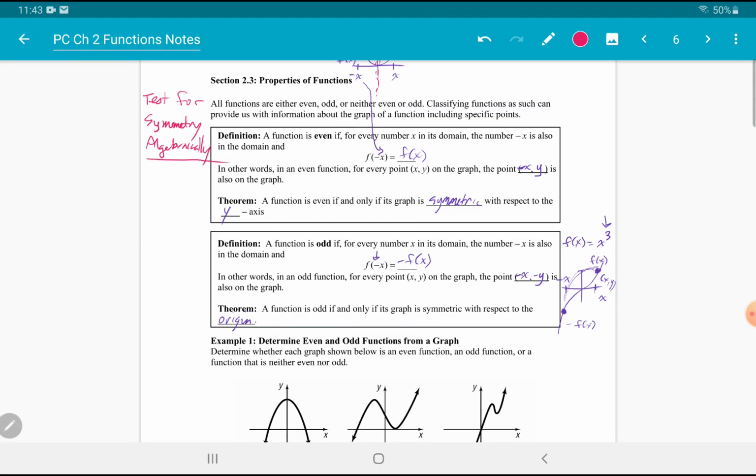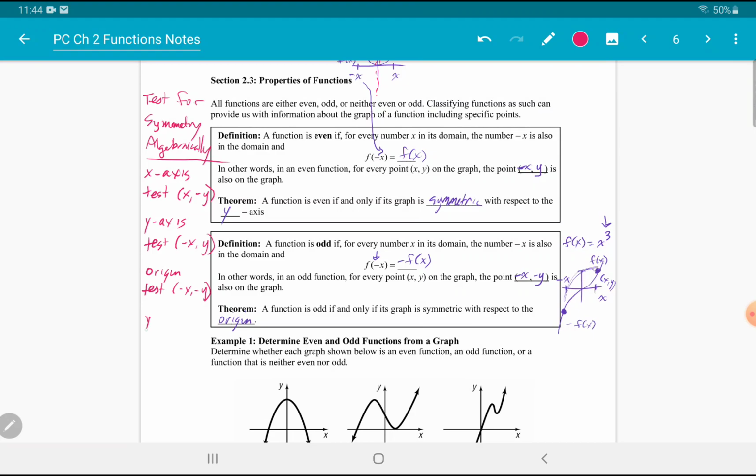And we tested it in 4 different ways. We could test for symmetry with respect to the x-axis. And if we had to test for symmetry with respect to the x-axis, we had to test the point x, negative y. If we wanted to test for symmetry with respect to the y-axis, then we had to test the point negative x, y. If we had to test for symmetry about the origin, then we had to test the point negative x, negative y.